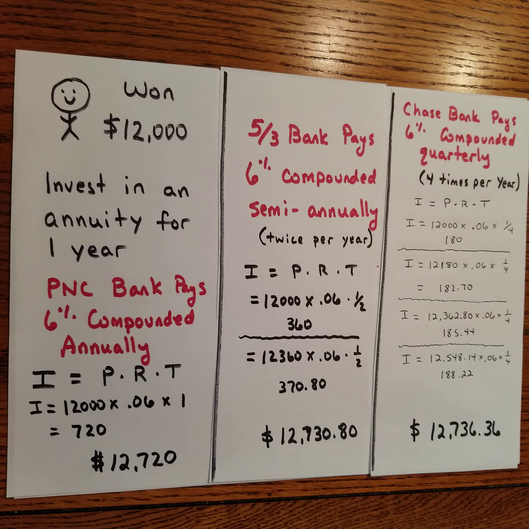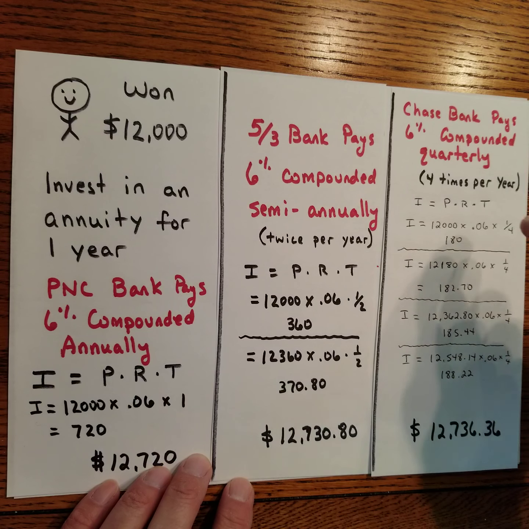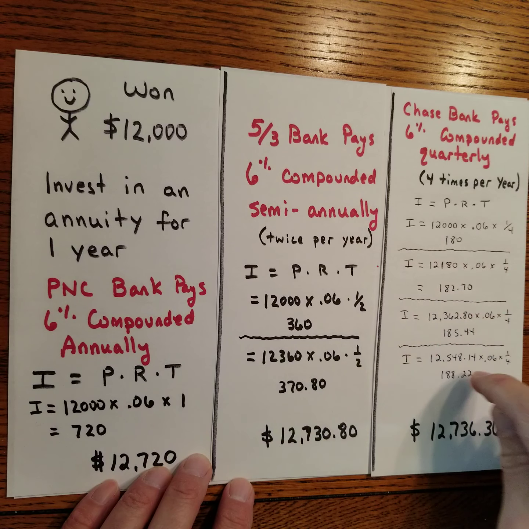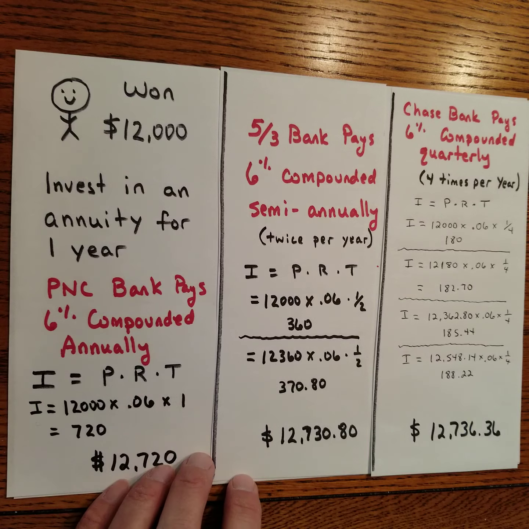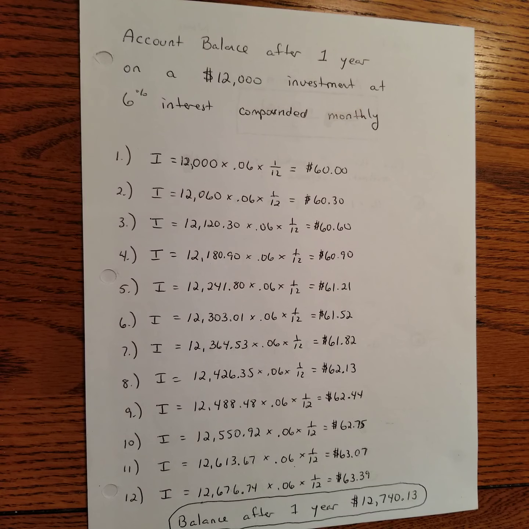But guess what? There's one more bank down the road. And the one more bank down the road compounds monthly. Monthly is 12 times per year. Now that's very cumbersome. Doing it twice a year, I can do that. 4 times, that was a lot of work. 12 times a year, that sounds crazy. Well, here's how 12 times a year would look.